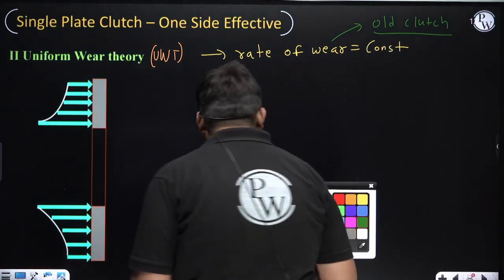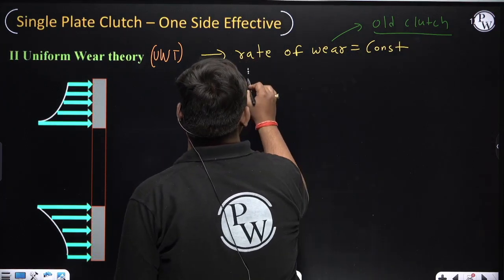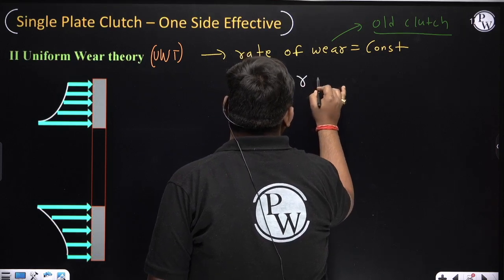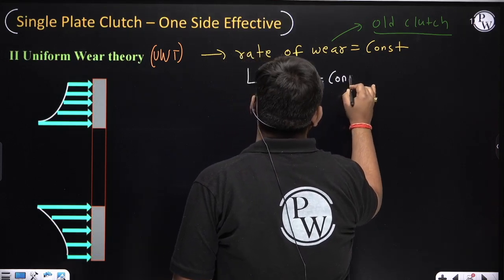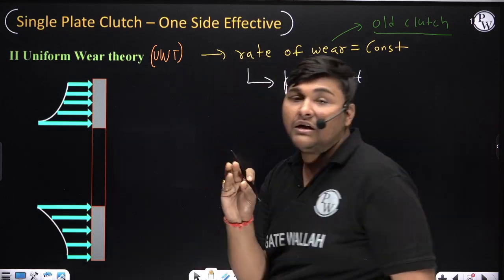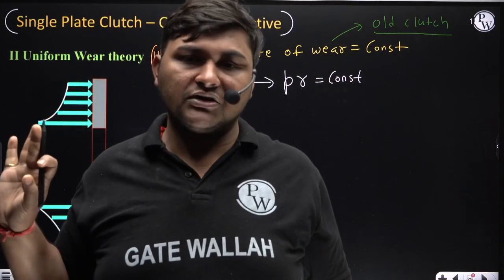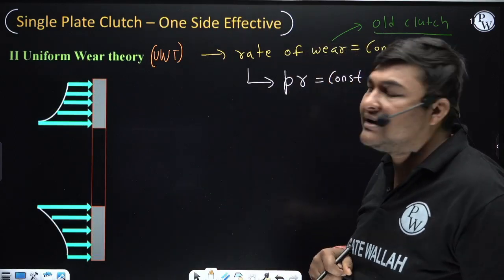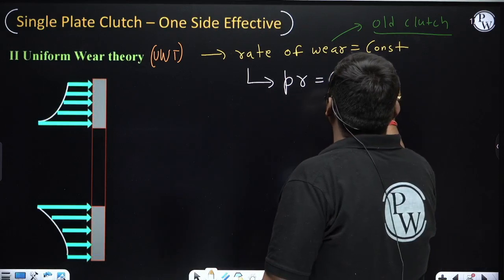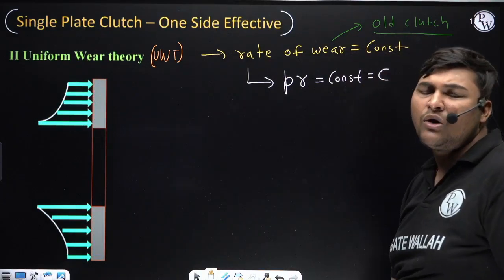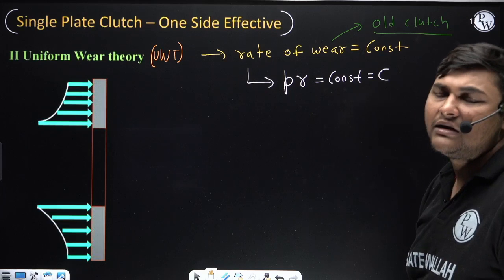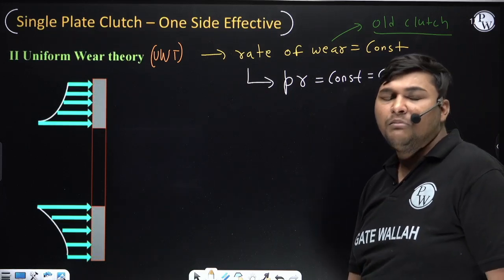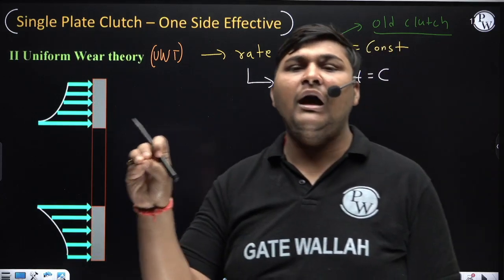And in uniform wear theory, you have to remember that the product of pressure P and radial distance R will remain constant. Means in uniform wear theory, pressure is not constant, but the product of pressure and R is constant. Right now, I am denoting this constant as C. C is just a constant, which is the product of pressure and R. Means at each point, the product of P and R will be constant.